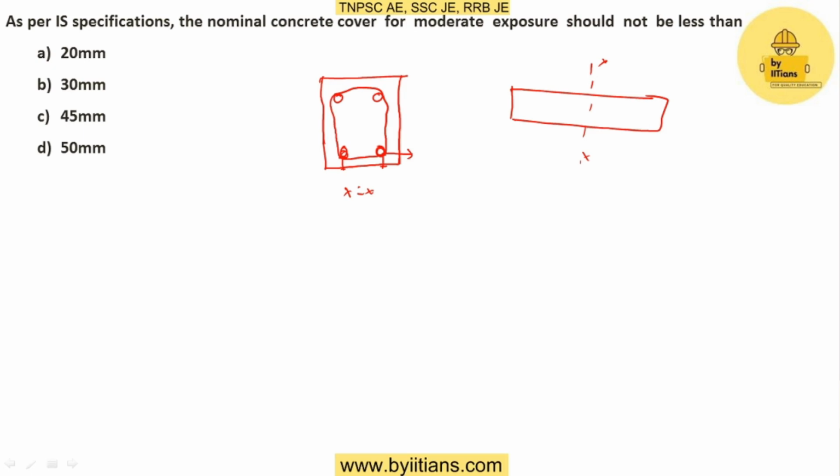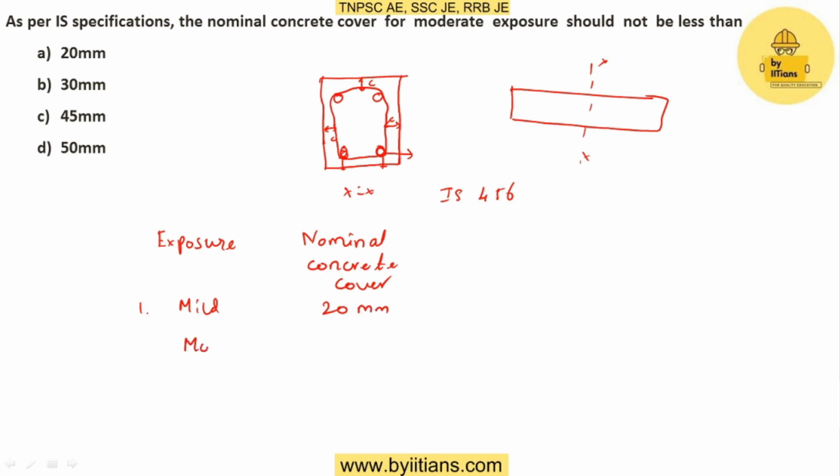So as per the provision provided by IS 456, we will be providing equal cover on all the sides. This cover is denoted by C. It depends on the exposure condition. According to the exposure condition, we have to give some nominal concrete cover, a minimum of this much. So for mild exposure, the minimum cover should be 20 mm.